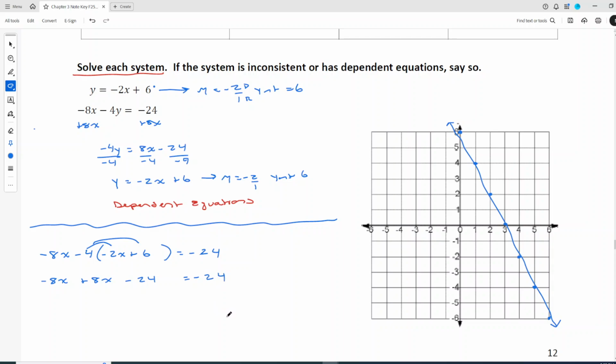What are you going to notice that happens? Well, we've got negative 8x plus 8x, which is 0x, so the x's went away. And I was left with, oh, look at that, a true statement. Even though these are all different, chapter 1 and chapter 3, even though we're giving these different words, it all comes down to the same thing. If you're solving and the variable goes away, you're either going to be left with a true statement or a false statement. If you're left with a true statement, that means that they are dependent equations.